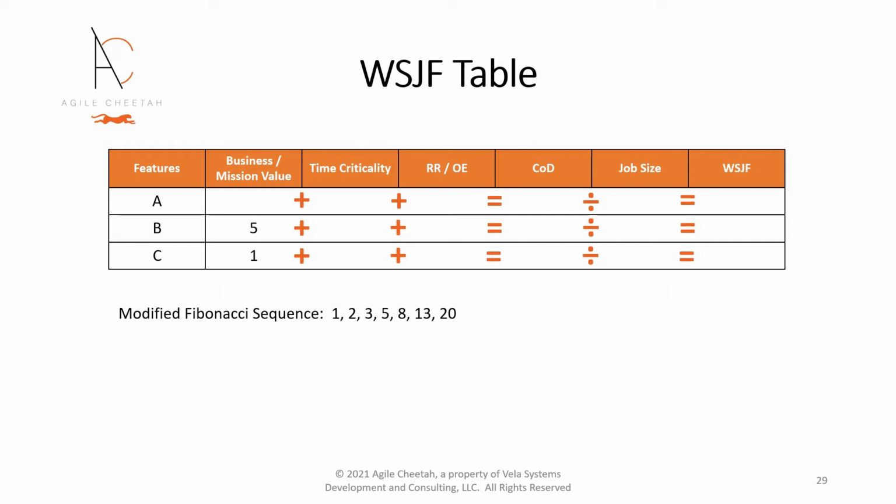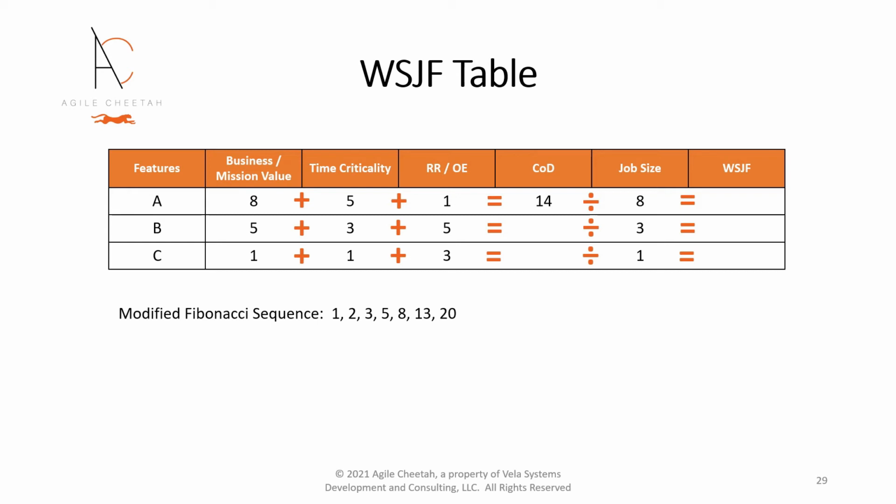We populate one column at a time, starting with the smallest item in the column. The smallest item will always be a 1. Every column must include a value of 1 for one of the features. For each column, we compare every other feature to the feature with the value of 1.